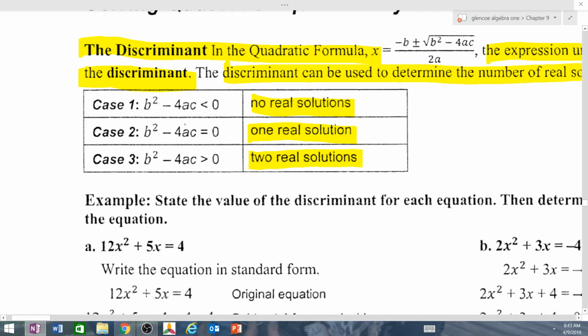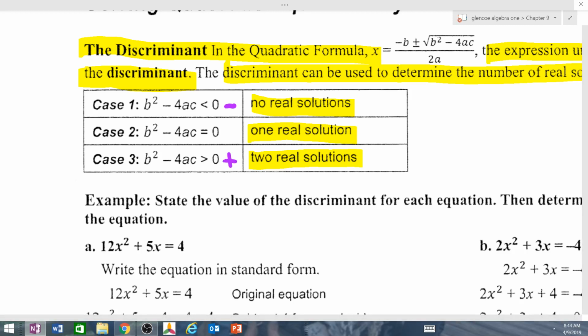When you plug it in, if your number is less than 0, meaning it's a negative number, there are no real solutions. If b squared minus 4ac equals 0, there is one solution. And if b squared minus 4ac is greater than 0, meaning it's a positive number, there are 2 real solutions. So I would probably know that because it's important. That was a major hint.